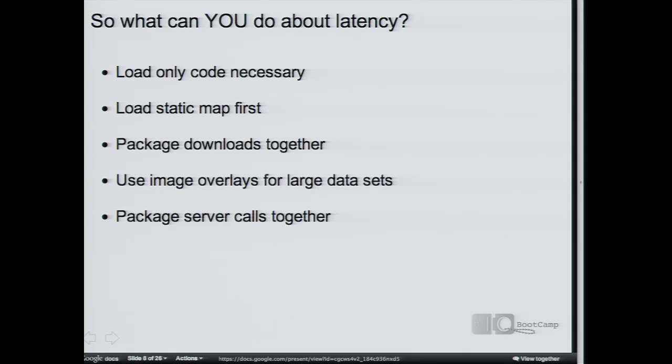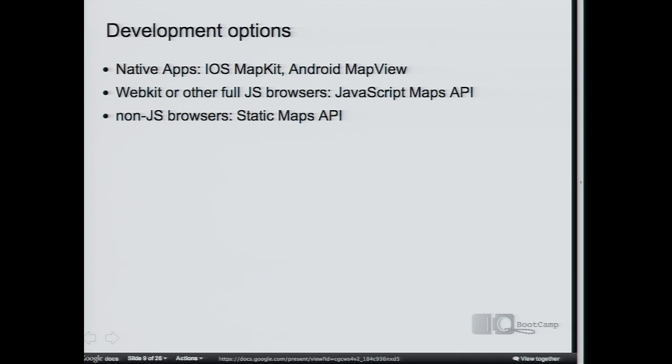And there's a couple other things that we suggest, and I'm going to talk more about this one later: use clickable image overlays for larger data sets. And I'm going to talk a lot more about that, but this is one of the key optimizations that you can use for mobile devices. Okay, so that's the basics of what's different and the kinds of things that you have to be worried about more for mobile devices than you do for desktop devices.